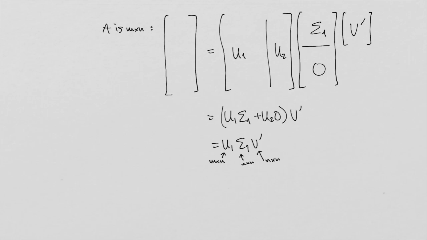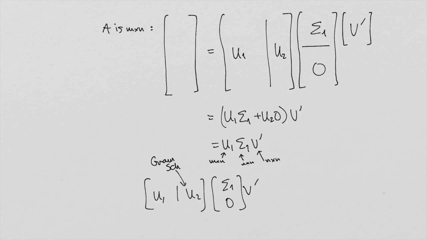Conversely, given a factorization of the form U1 sigma 1 V transpose, where U1 is rectangular and sigma 1 is square, we can recover the full SVD by filling in rows of zeros under sigma and attaching further orthonormal columns to the side of U1. This is possible since we can extend the columns of U1 to a basis of R^m and apply Gram-Schmidt to make the whole list of columns orthogonal.